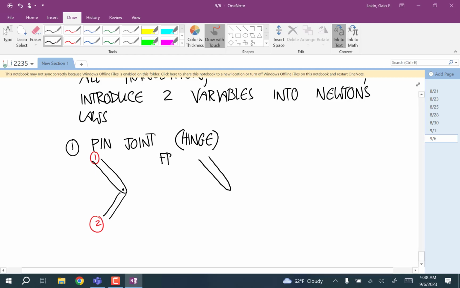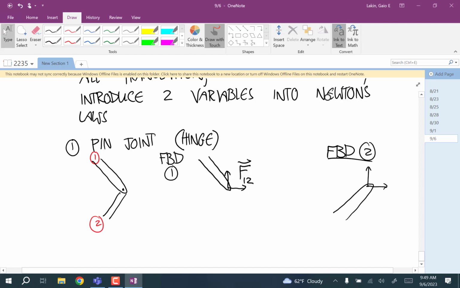Then a free body diagram of body 1 looks like an unknown force vector. And I'm going to write that as the force on 1 by 2. And free body diagram of body 2. Well, that would be the force on 2 by 1. And Newton's third law says that's negative F12.